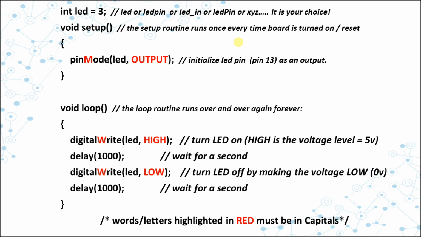So this is my entire program. My LED is equated to 3. Then in my pin mode, I'm calling it as an output pin, and in my loop, I'm sending a high, waiting for a second, sending a low, and waiting for another second. Now please note, words or letters highlighted in red must be in capital. These are keywords. You cannot do anything else. You have to maintain the keyword standards.